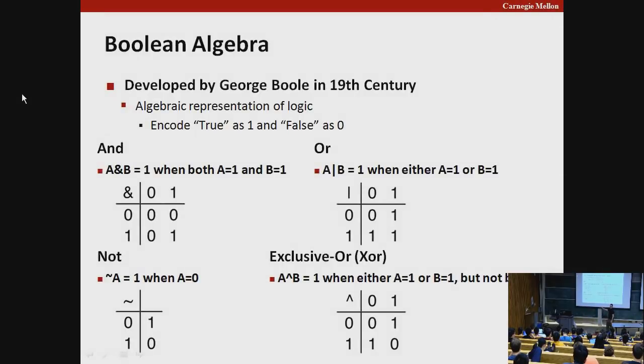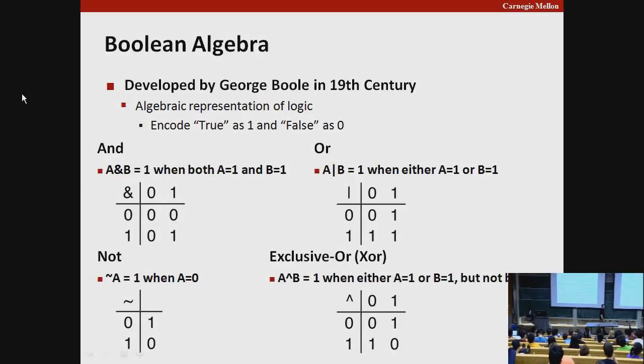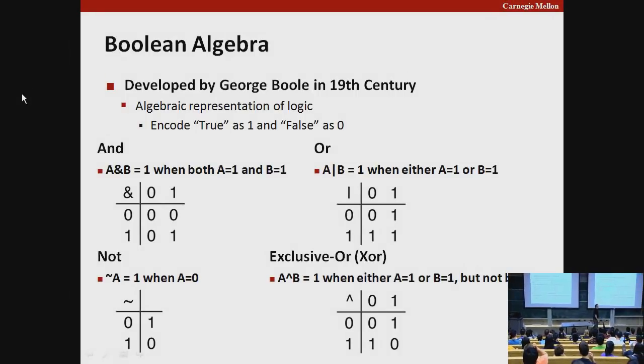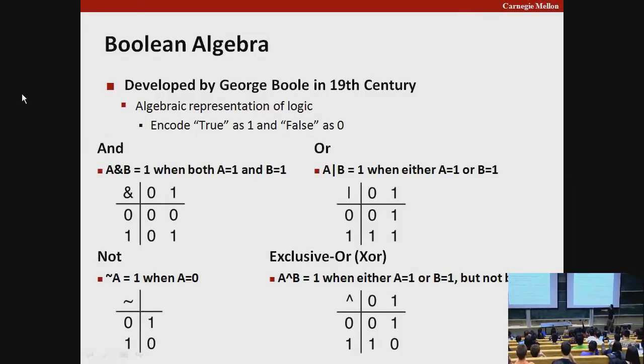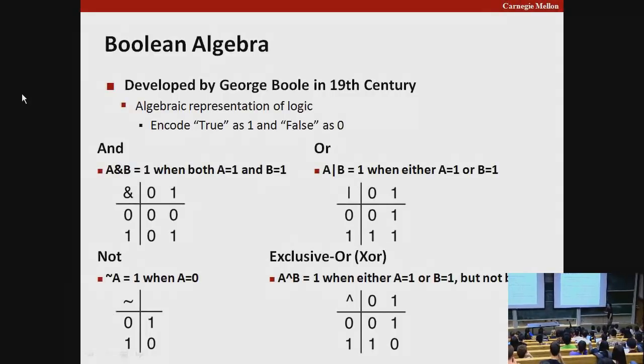The NOT operation is opposite day. You played this game as a kid. Everything that's true is false, everything that's false is true. So if I negate something, I take it from a false to a true or a true to a false, from a 0 to a 1 or a 1 to a 0. An exclusive OR is like an OR condition, except for this state here. When they're both true, it's actually false.